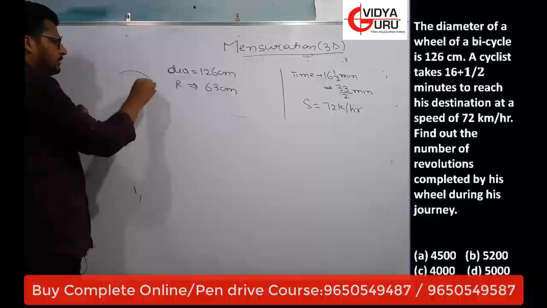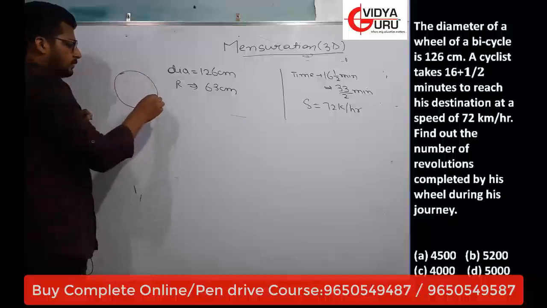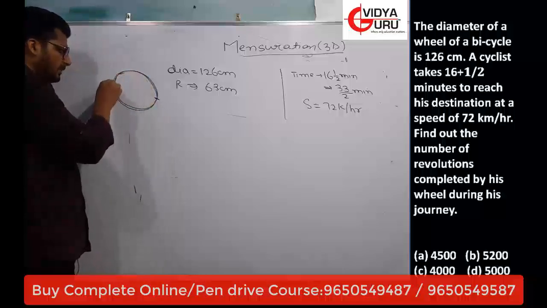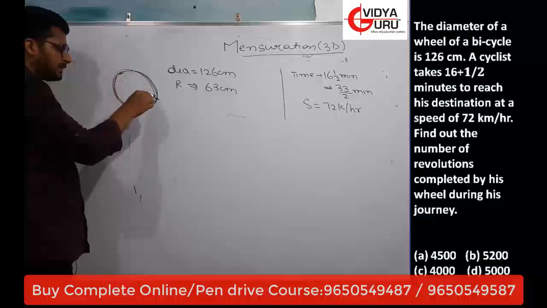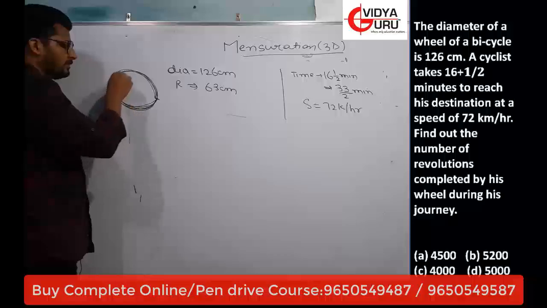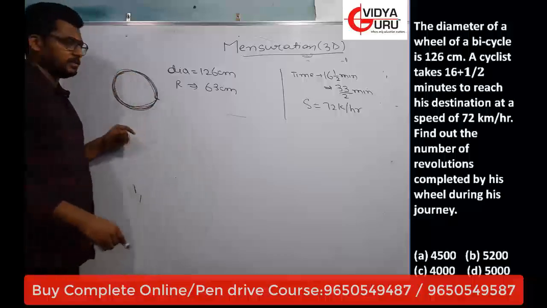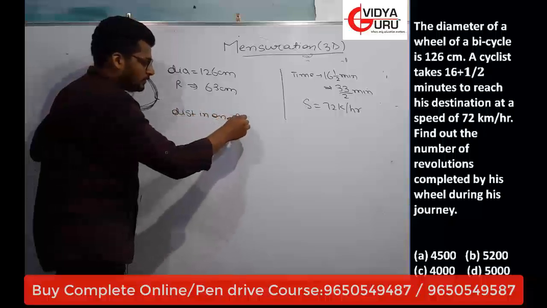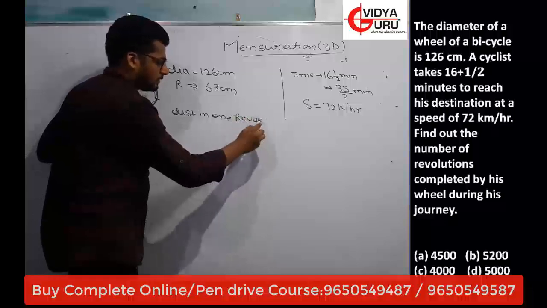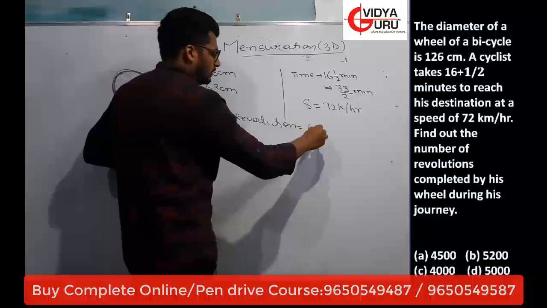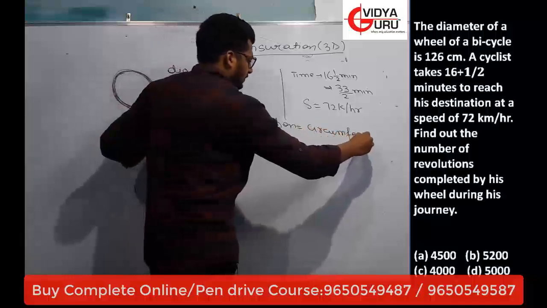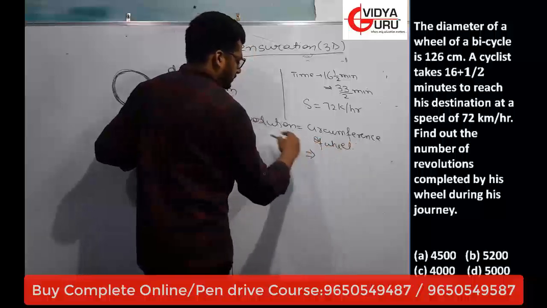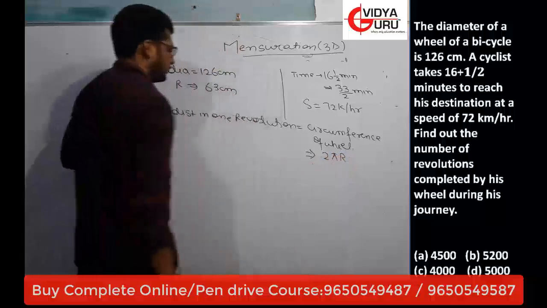Let this be the wheel. It starts, and when it completes one revolution, this is the distance covered in one revolution. So what is this? This is the circumference. So the distance in one revolution will be equal to the circumference of the wheel. What is the circumference of a circle? 2 pi r.